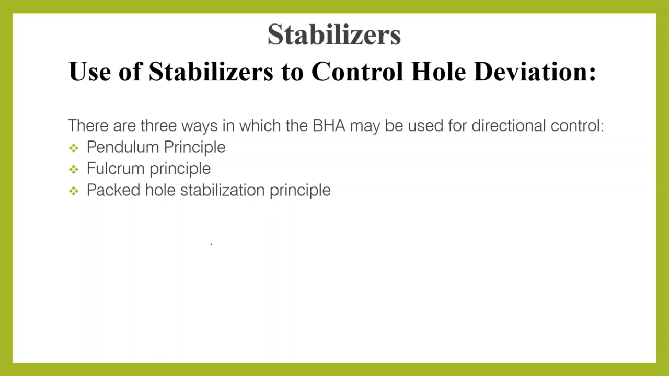And there are 3 ways in which the BHA may be used for directional control: the pendulum principle, the fulcrum principle, and the packed hole stabilization principle. All these ways, we will talk about in detail, inshallah, in the next episodes in this playlist.